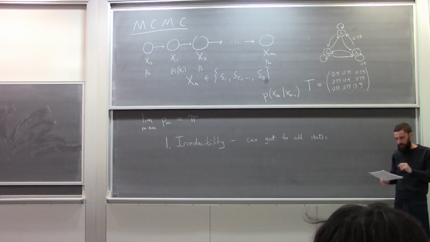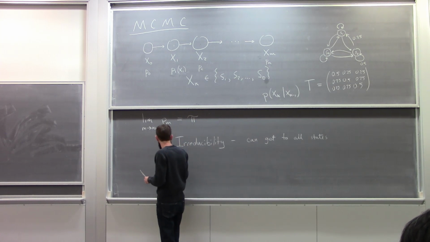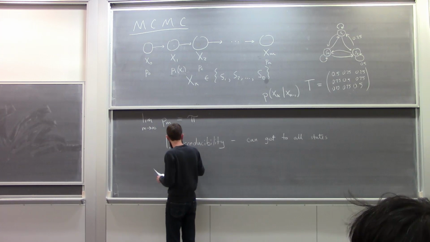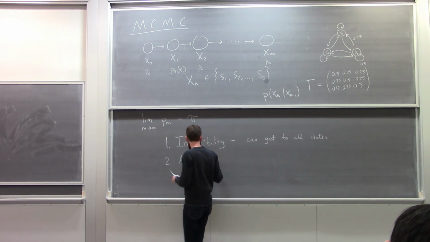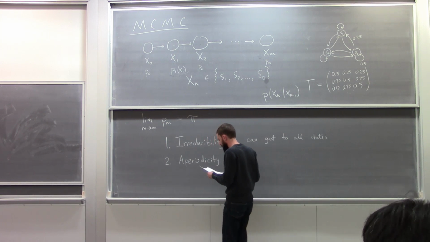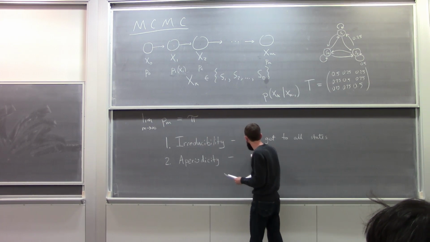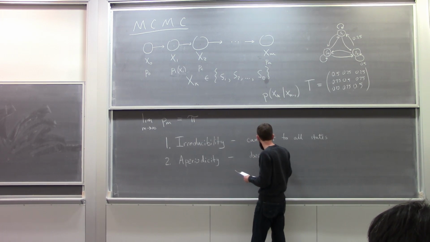So that's irreducibility. And then the second condition that we're going to need is aperiodicity. This just means that it doesn't get stuck in cycles.